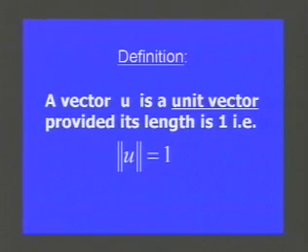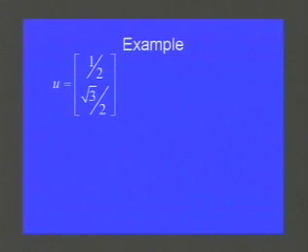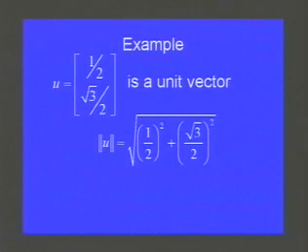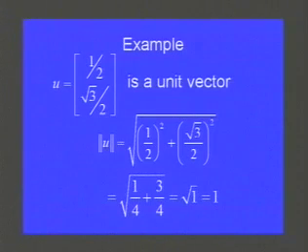Okay, so looking at an example, if u is the vector (1/2, root 3 over 2), that's going to be a unit vector. I can always check by just doing the formula there. It's equal to the square root of (1/2) squared plus (root 3 over 2) squared. So I would get the square root of 1/4 plus 3/4, which is the square root of 1, which is 1. So that really and truly is a unit vector.